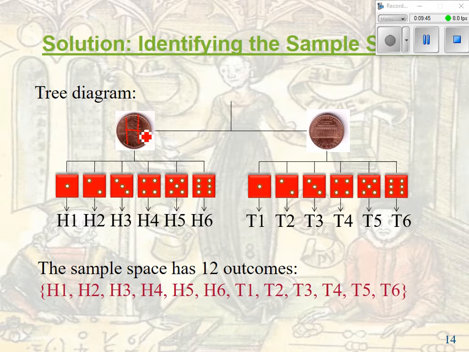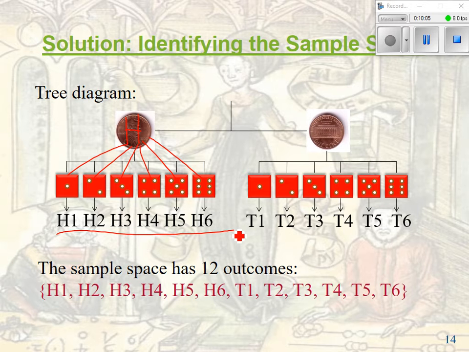Well, if we get a head on the coin, then we should have 6 branches coming off of that. Because we could get a head, then we roll the die, we could get a 1. We could get a head, then a 2, head, then a 3, head, then a 4, and so on. And down here is the start of the list of your sample space, all the possible outcomes.